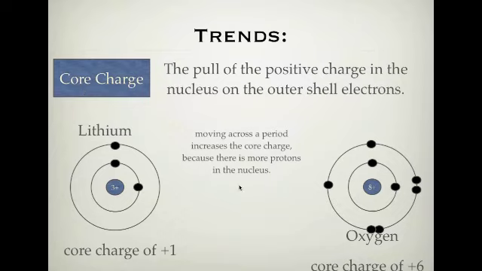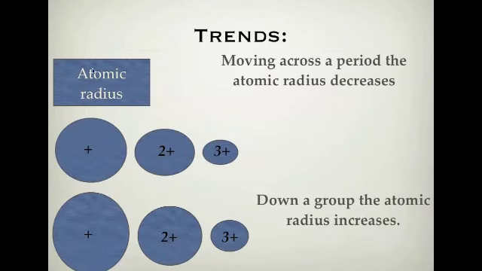The first trend is atomic radius. So let's have a look at how core charge affects atomic radius. This is your atomic radius. Moving from left to right, you have an increase in core charge. This is our far left one, think about lithium. As you move across, you get more and more core charge, so you have more and more pull on the outside shell of electrons. It's pulling those electrons in, so it's decreasing the size of your atom.